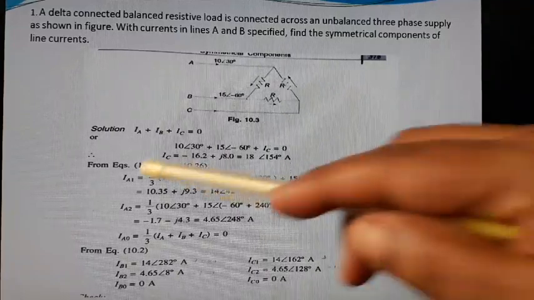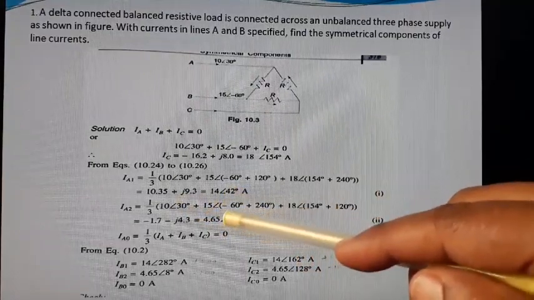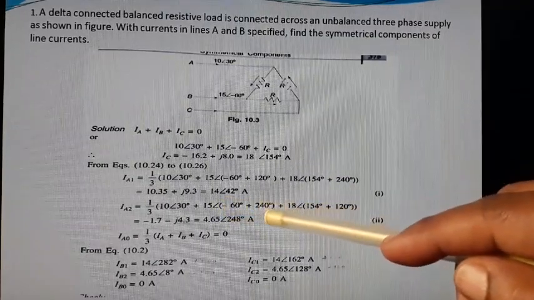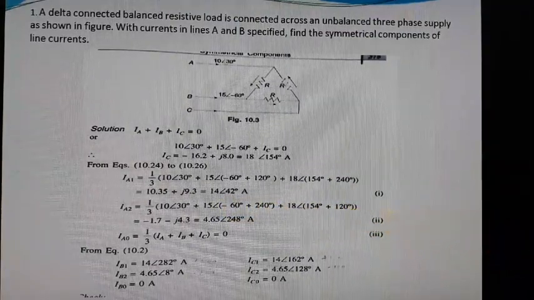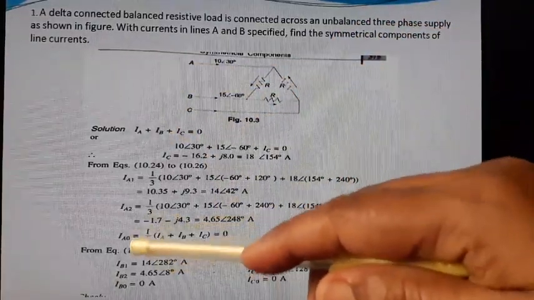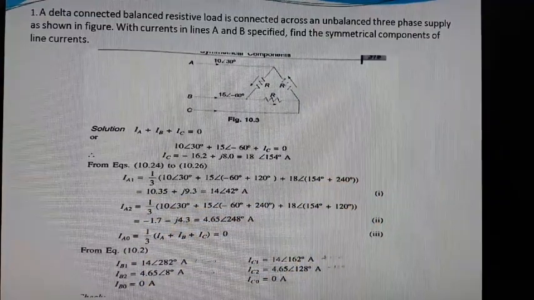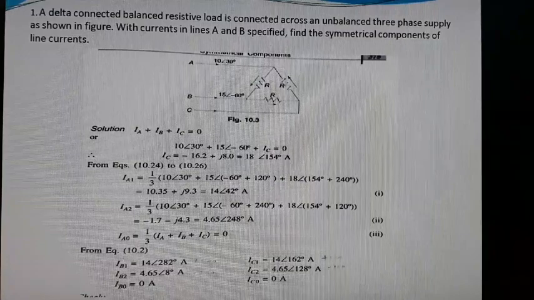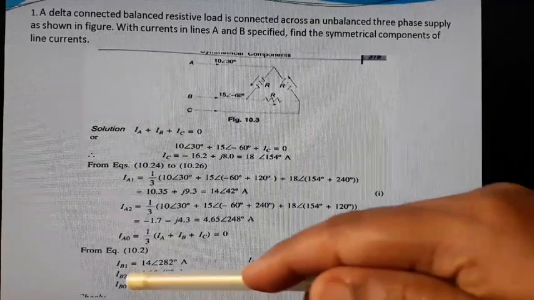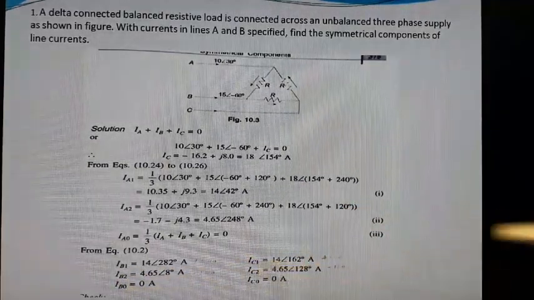Similarly, IA2 is what? 1 by 3 times IA plus A square IB plus A IC. A square is plus 240, and A is plus 120. IA, IB, IC values we know. Substituting, we get IA2. Whereas IA naught is 1 by 3 times IA plus IB plus IC, which is equal to 0. Therefore the zero sequence component is equal to 0. And similarly we can find IB1, IB2, IB naught, IC1, IC2 and IC naught.